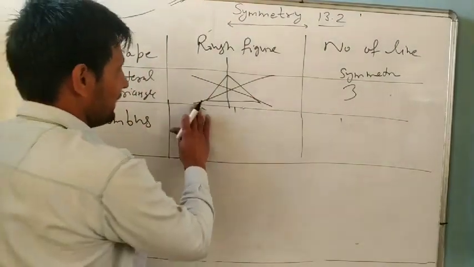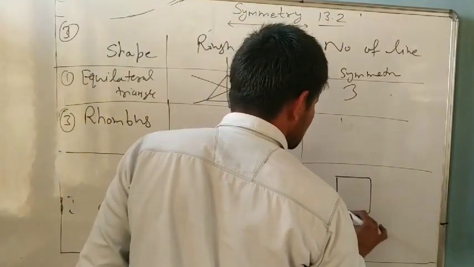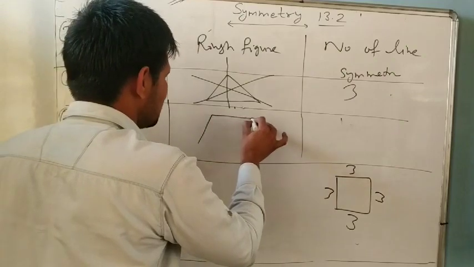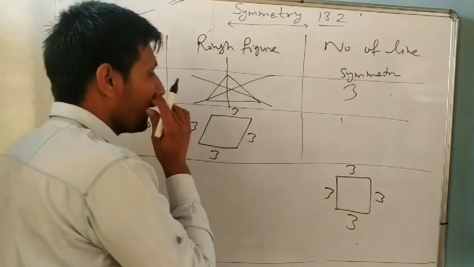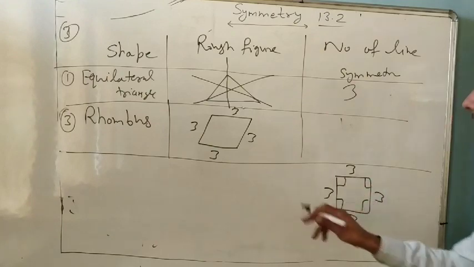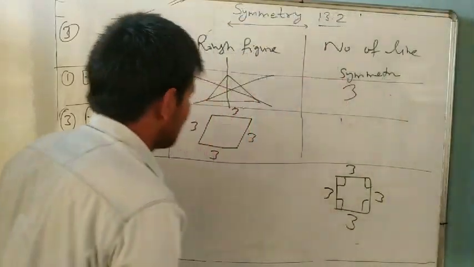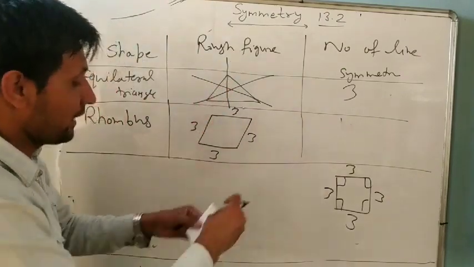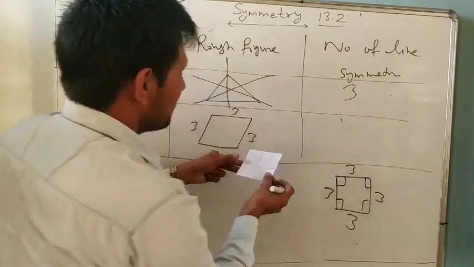A rhombus is like a square. In a square, everyone knows each side is equal. The same holds in a rhombus: all sides are equal, suppose 3, 3, 3, 3. But there is one difference. In a square, every angle is 90 degrees, but in a rhombus the angles are not necessarily 90. Here is a straight line, but here is some slant line. This one is the base. Understand? Now we will check it.